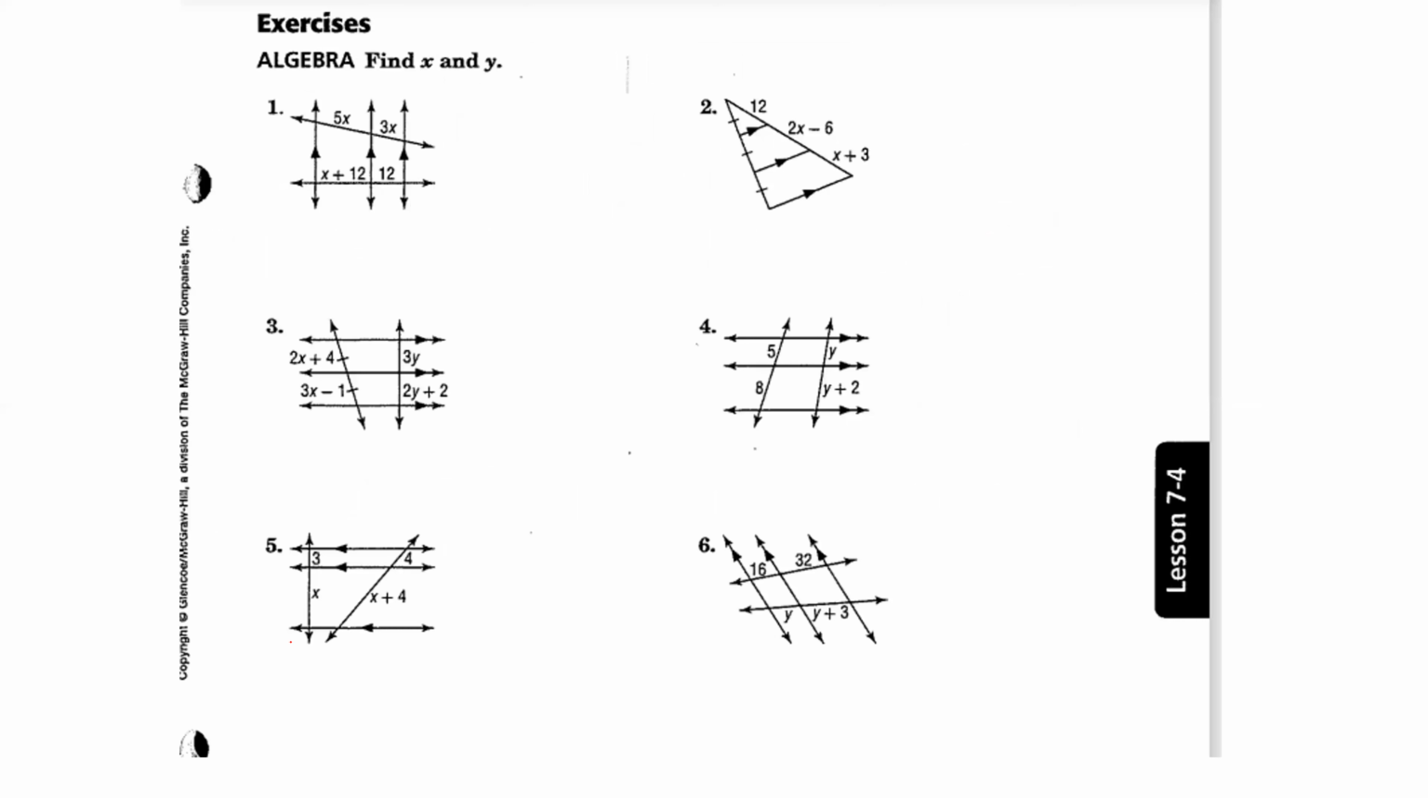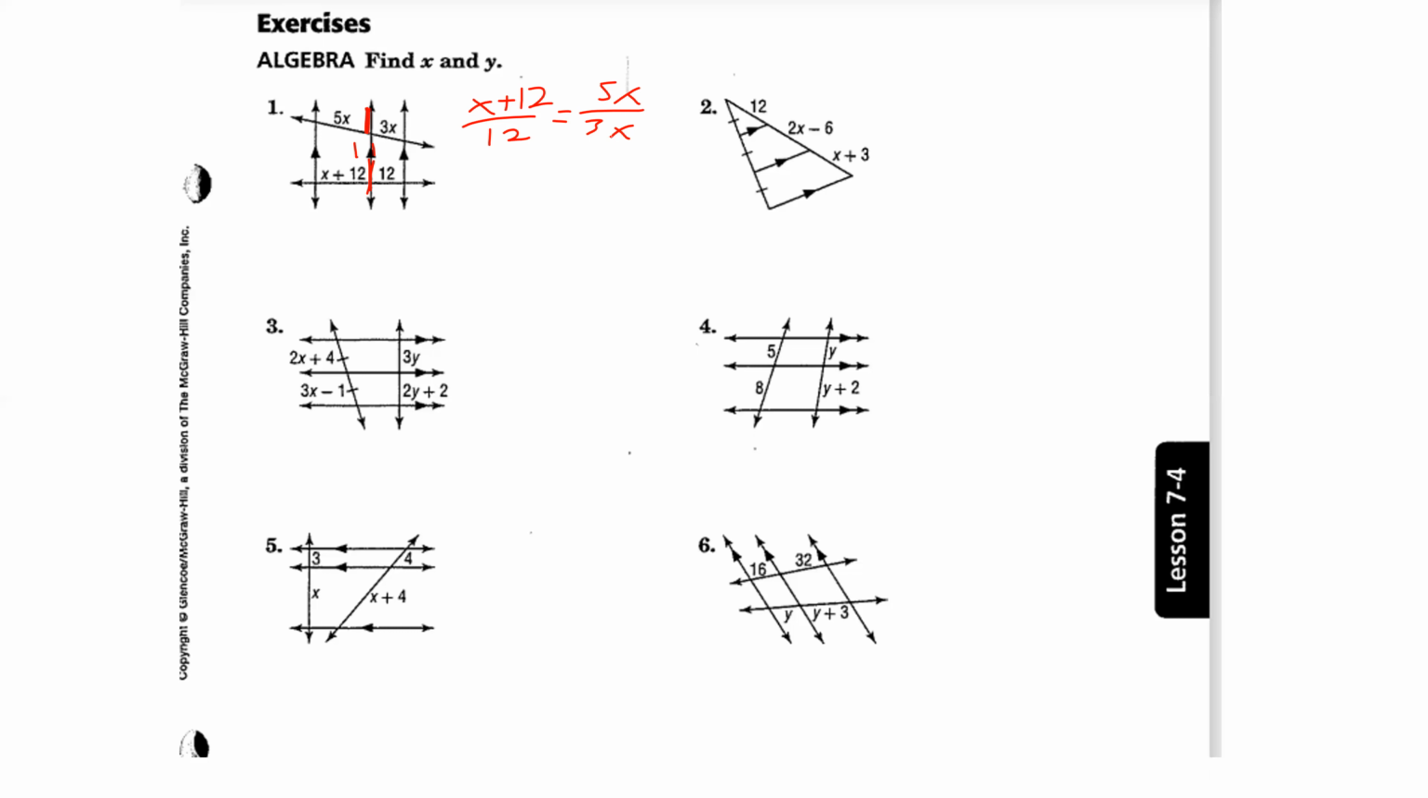But same idea. On number 1, again, we have lines cut by 3 parallel lines. So we got these 2 transversals. We have 3 parallel lines. Now, these 2 are going to be set up in a ratio. These 2 can be set up in a ratio. Again, we're going to set them equal. So let's rotate this. I'm going to have 5x over 3x. Again, it's all about setting up the correct proportion and then solving.